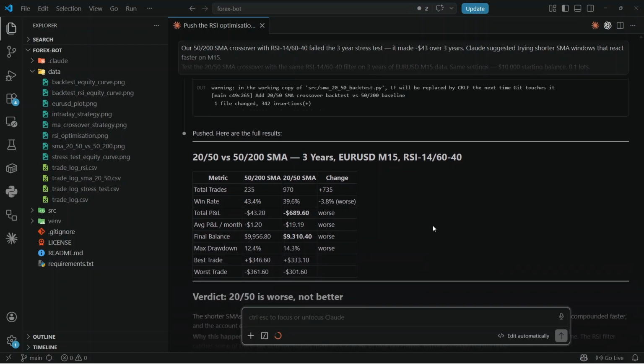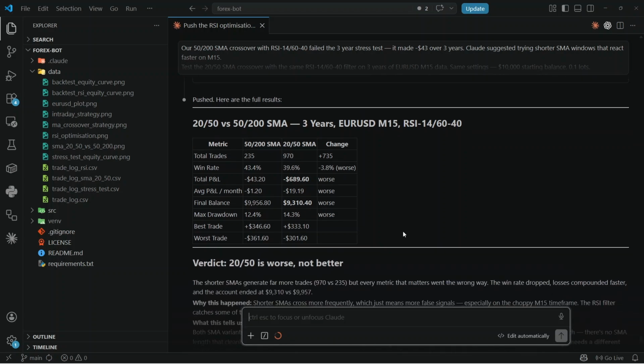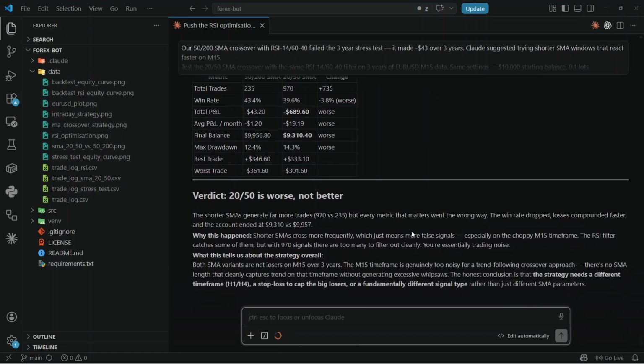Trades up from 235 to 970. That's 4 times more signal in the same period. That immediately tells you something is wrong. A genuine trend following strategy on 15 minutes should not be firing 970 times in 3 years. That's noise. Win rate down from 43.4% to 39.6%, moving in the wrong direction. And the number that matters: total profit and loss. 50 and 200 SMA, minus $43. 20 and 50 SMA, minus $689.6. We didn't improve it. We made it 16 times worse.